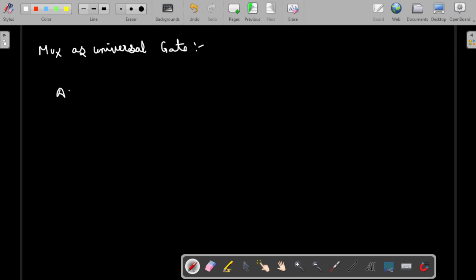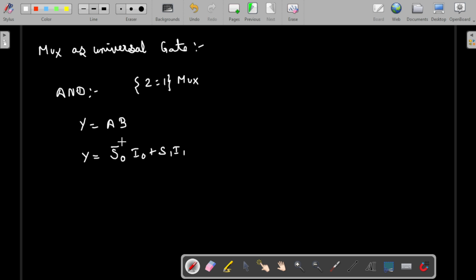So first let's try to implement the AND gate here. We know the output of the AND gate is AB. For a one-bit MUX, there is only one selection line, and the output will be S0 bar I0 plus S1 I1. So this we know. We need to make both the things the same. So we are using a 2:1 MUX. A 2:1 MUX means there will be only one selection line, two inputs and only one output. Okay, so let's make this possible.